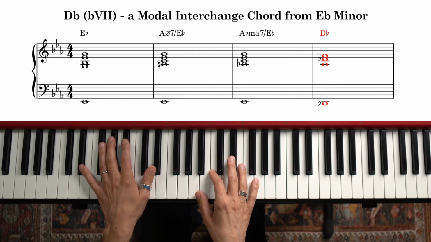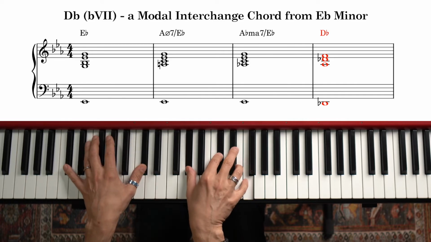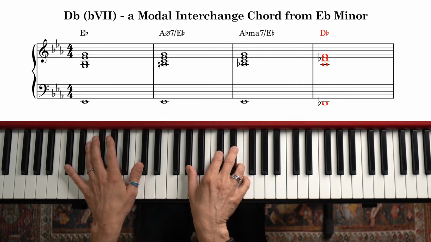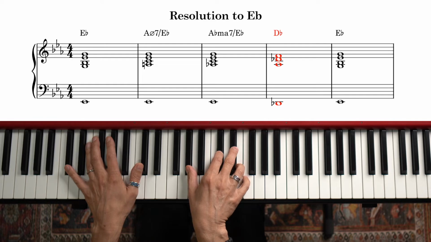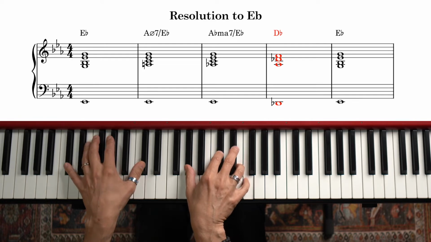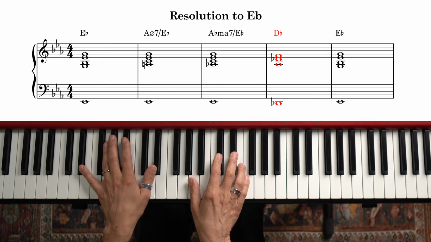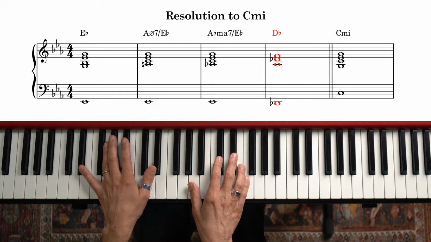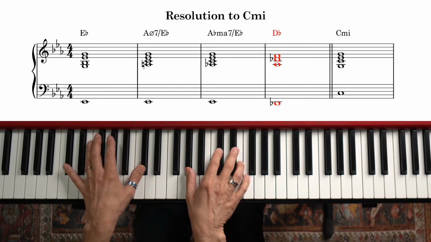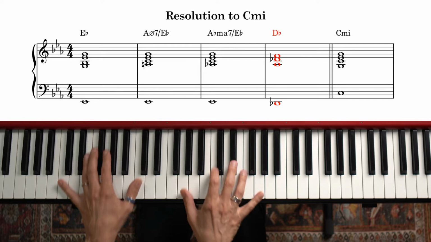Then the D flat chord hits, another chromatic chord, delaying the inevitable return to E flat major, which finally gives us a full resolution of this 8-bar harmonic journey. The D flat chord functions as a modal interchange chord from E flat minor. At the end of the chorus, the D flat chord resolves back down to C minor for the next verse.